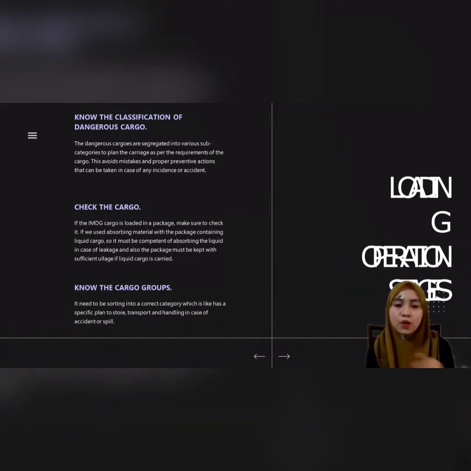Then we go to know the cargo group. This means it needs to be sorted into a correct category, which has a specific plan to store, transport, and handle in case of accidents or spill.